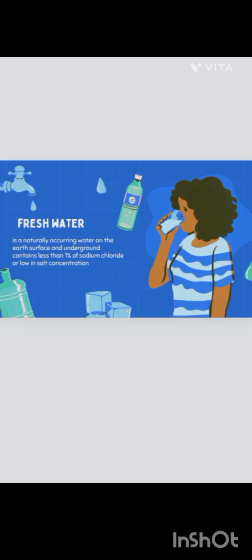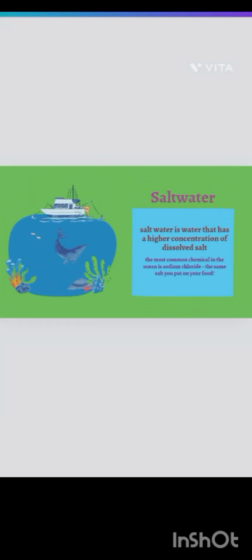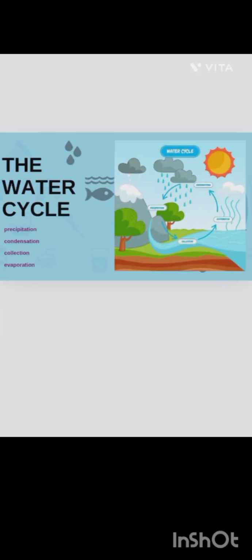Now we can look at the distinction between fresh water and salt water. Fresh water is naturally occurring water on the earth's surface and underground that contains less than 1% of sodium chloride, or is low in salt concentration. Sodium chloride is normally the salt that we use in our household. Salt water is water that has a higher concentration of dissolved salt. The most common chemical in the ocean is sodium chloride, the same salt that you put on your food.